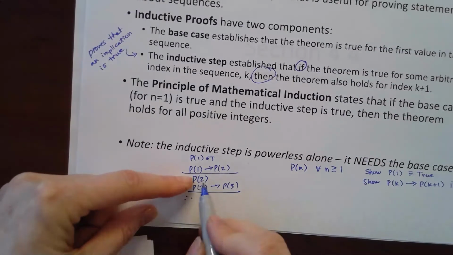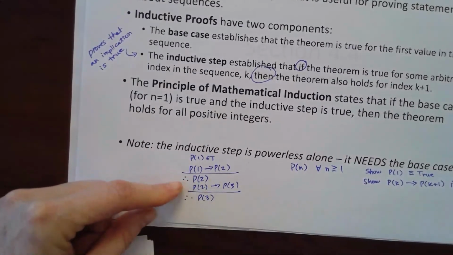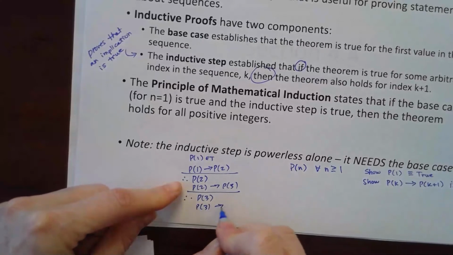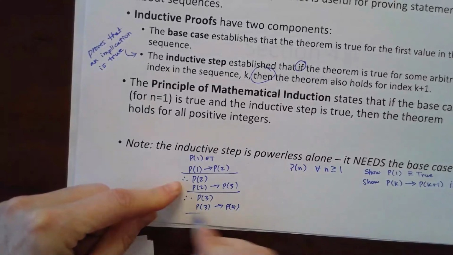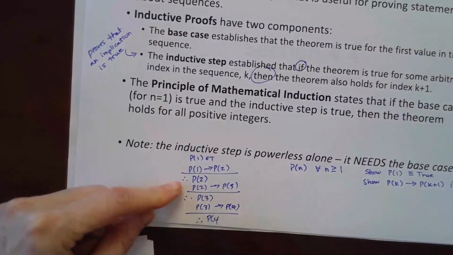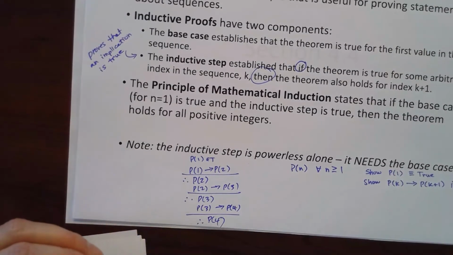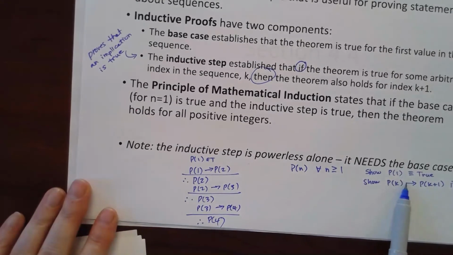So now I get P(3) is true. Well, this told me that if P(3) is true, then P(4) is true. Therefore, I get P(4). And so I keep going on and on forever. Now, because I have these two things, I can show that together they give me that it's true for every single value of n after 1.